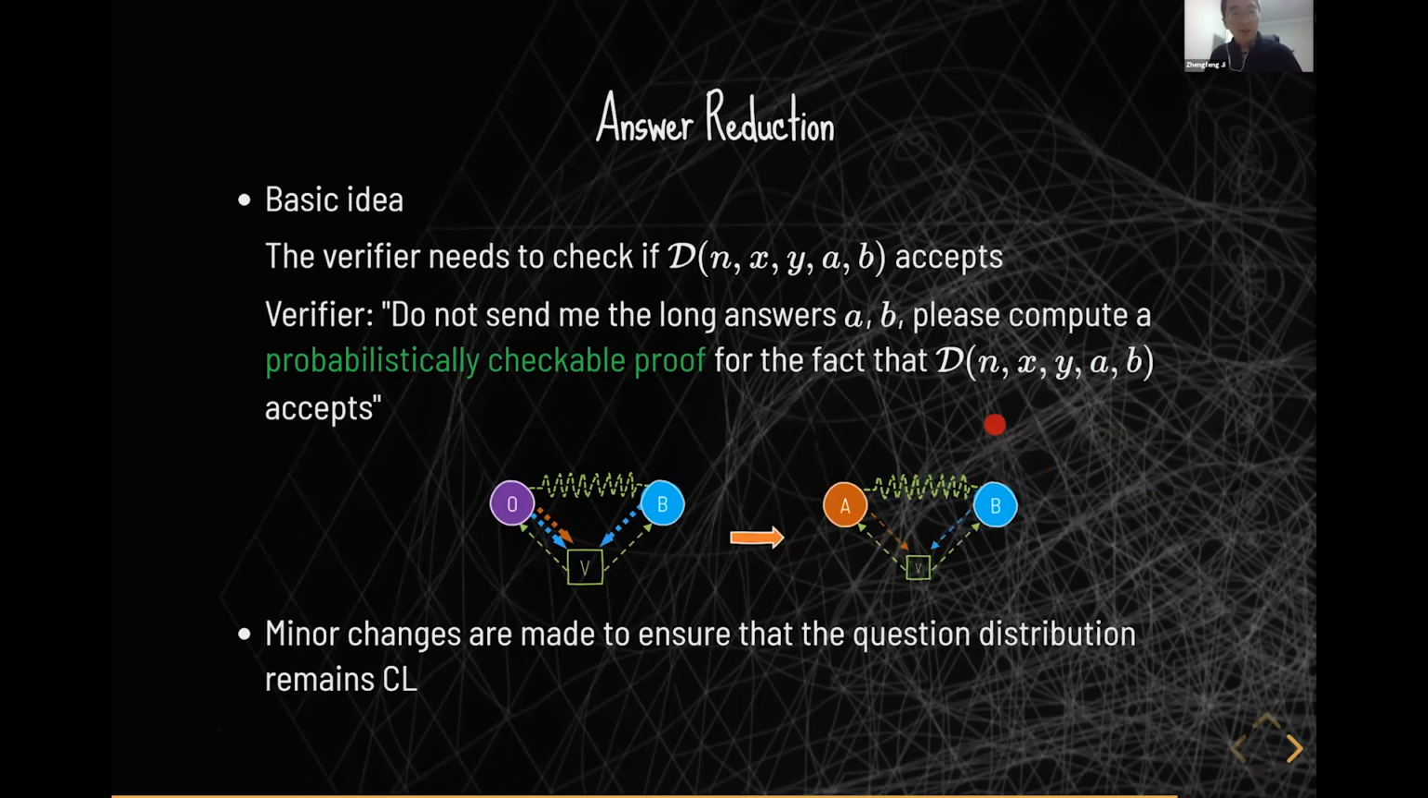And then the answer reduction step is easy. As we have discussed, the verifier says, you don't send me the long answers. I will do a PCP proof to check that the decider would accept. But of course, we need to make some minor changes so that the question distribution is CL, because we have used this framework of CL distributions. We want to make sure that this transformation won't break the framework. But fortunately, that's also easy to do.